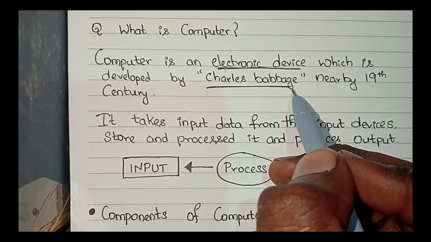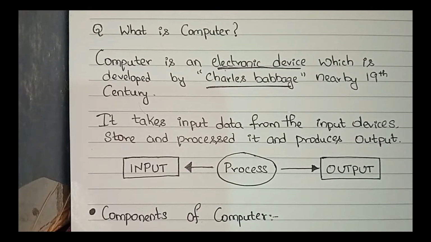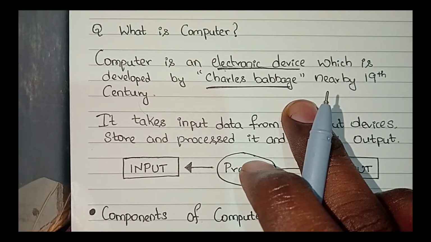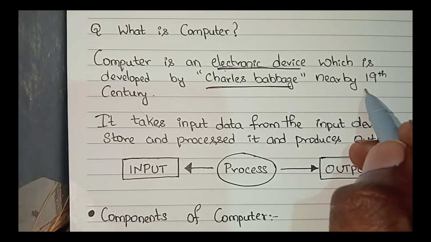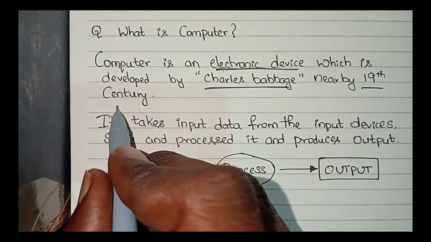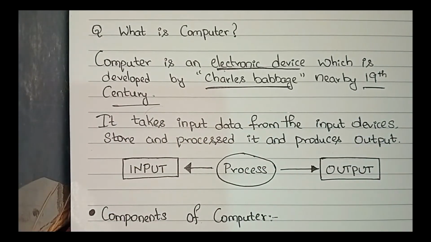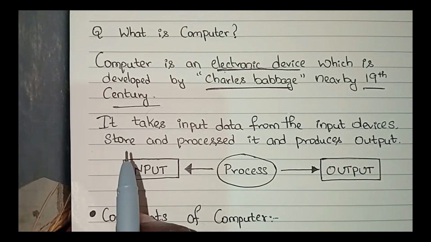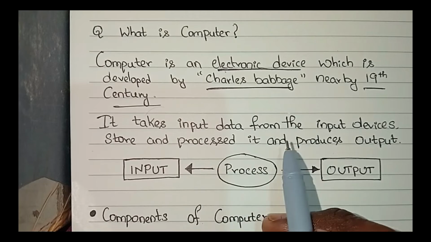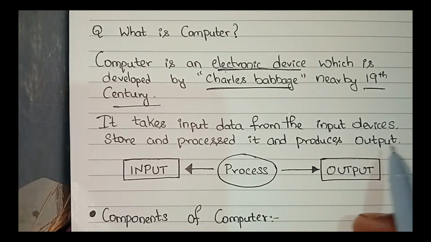This is very important. It has been asked in MCQs. They will ask who developed the computer, and the answer will be Charles Babbage. Nearly by the 19th century, this computer was being developed. It takes input data from the input devices, stores and processes it, and produces the output.